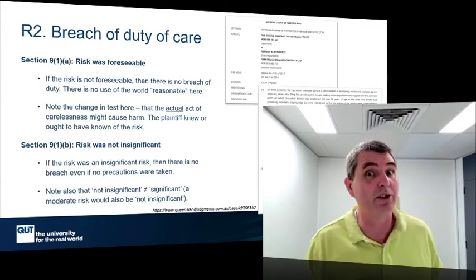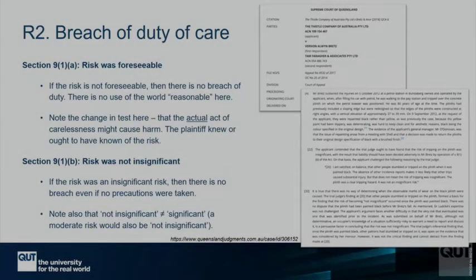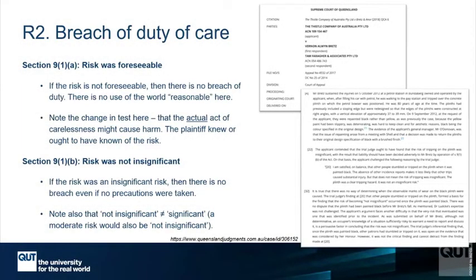So the first thing we need to understand is whether the risk is foreseeable. Notice there's no use of the word reasonable here. What we're trying to understand is whether it was foreseeable that the actual act of carelessness, the omission or the act, would cause harm. The person who has supposedly done this act should know, or ought to have known, of that risk.